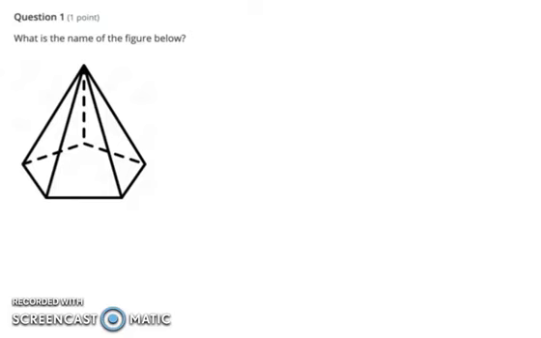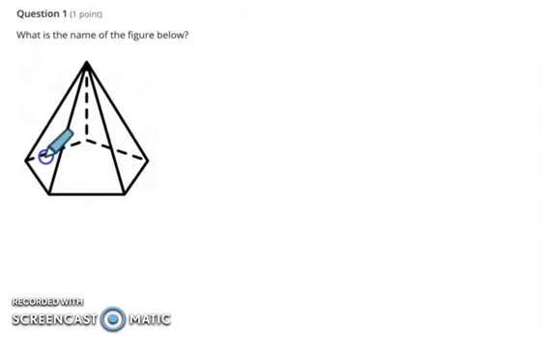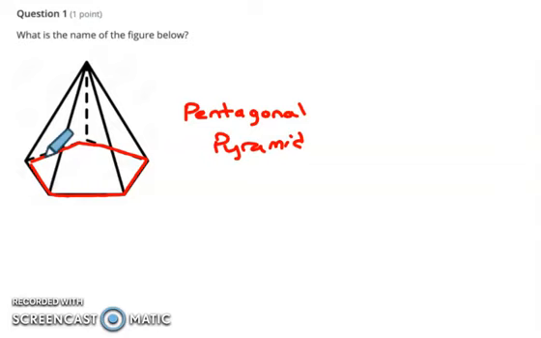Number one, what is the name of the figure below? So we know that it's a pyramid, okay, because the sides are triangles and there's only one base. So we name it by whatever shape we see on the bottom, which is a pentagon. So this is just called a pentagonal pyramid. I think your other options were just pentagon or prism. Prisms would have two pentagons if it was a pentagonal prism.